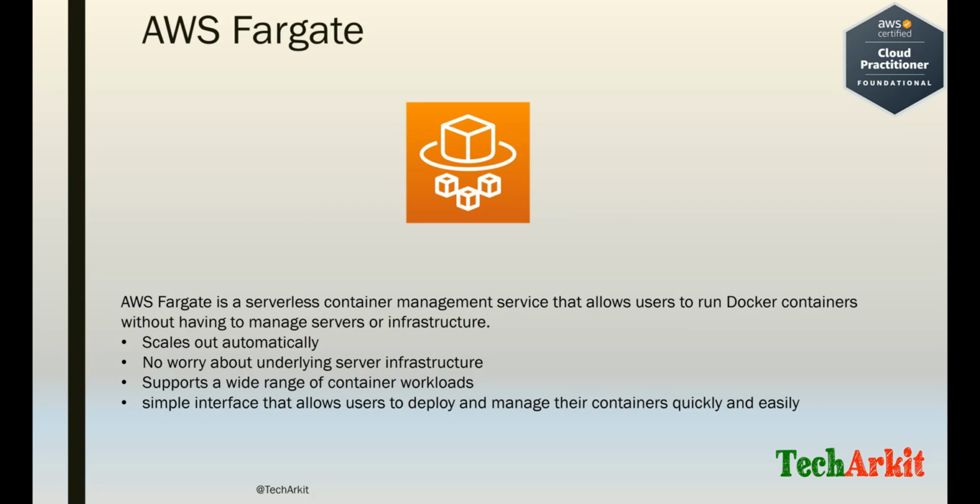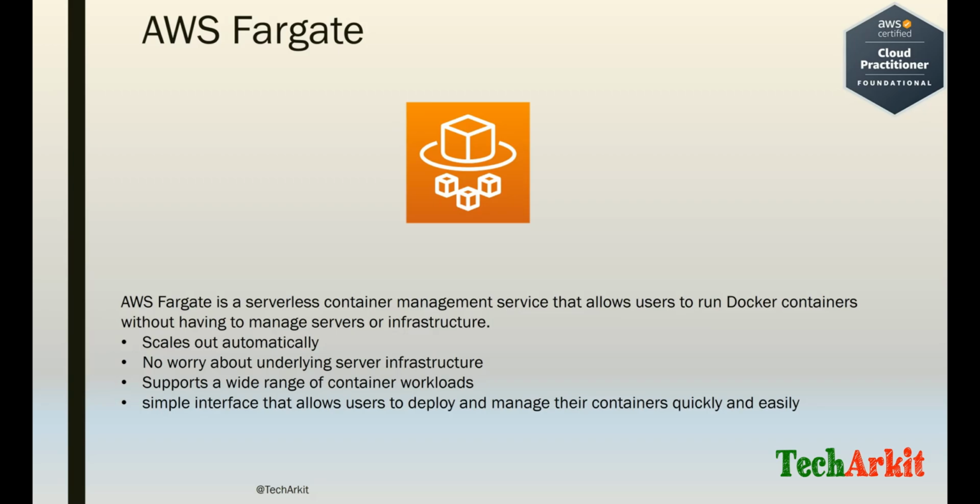So one is AWS Fargate. Fargate is a serverless container management service that allows users to run Docker containers without having to manage servers or infrastructure. Basically, you don't need to manage the infrastructure because it would be managed by the cloud provider. Okay, so it scales out automatically, no worries about the underlying server infrastructure, and it supports a wide range of container workloads.